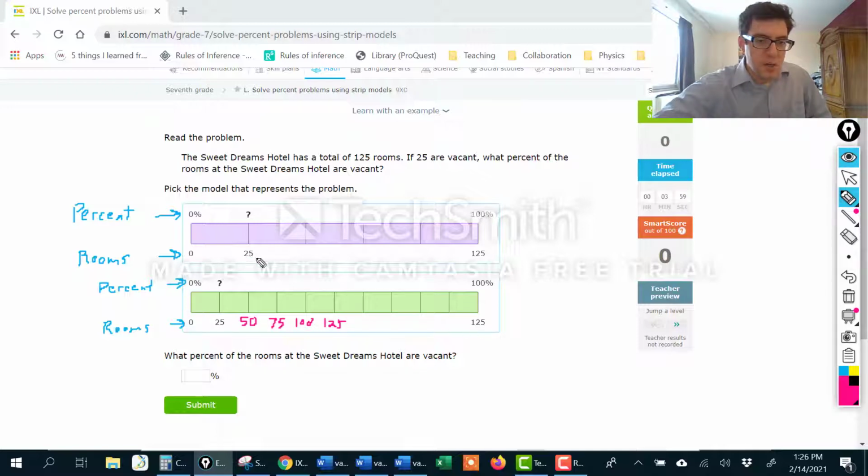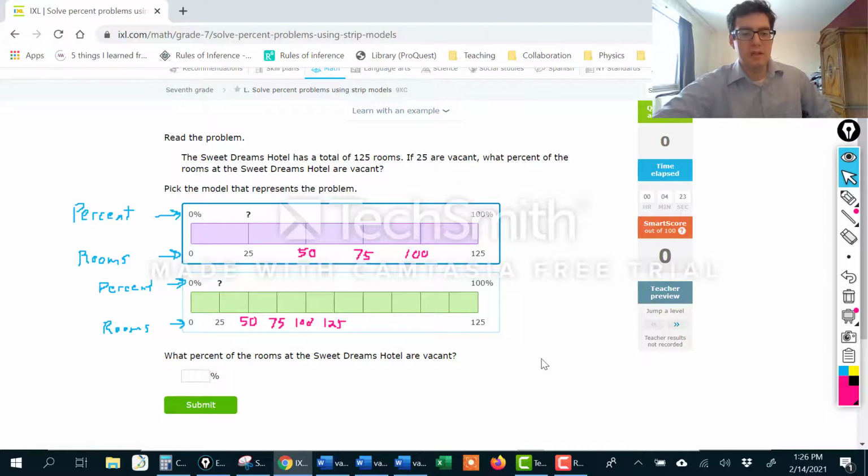Whereas over here, 25 looks like it's in just the right place, because here's 0 plus 25 is 25 plus another 25. If we just keep counting by 25s, then we'll see that this would be 50 and then 75 and then 100, and then 125 is exactly where it should be. So this makes sense, having 25 here, not over here. So this model is correct, all right?